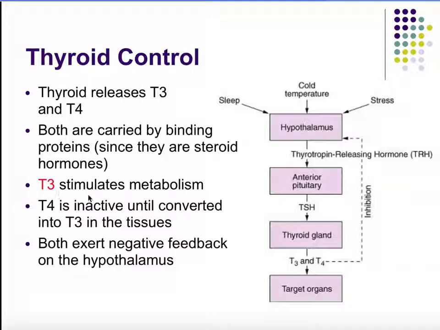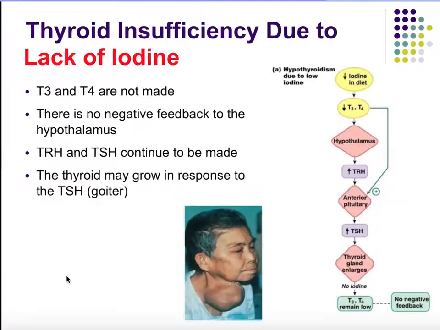So again, what does thyroid hormone do? It really stimulates metabolism, and so that's what T3 is going to do. So here we're looking at what happens when we have a lack of iodine in our diet. Now, iodine is necessary to produce thyroid hormone. So we make thyroid hormone in our thyroid gland with iodine. And so let's take a look at what would happen if we have an iodine deficiency.